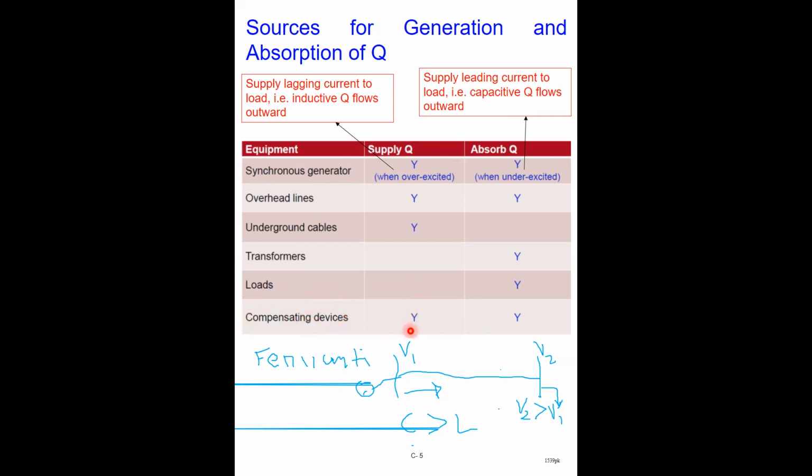These compensating devices can generate reactive power, and they can also absorb reactive power. The compensating devices will have the capability to either generate or absorb reactive power, so that we are able to maintain a reactive power balance and thereby the voltage of the buses at the nominal value.